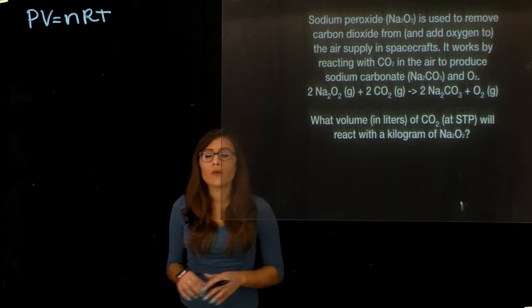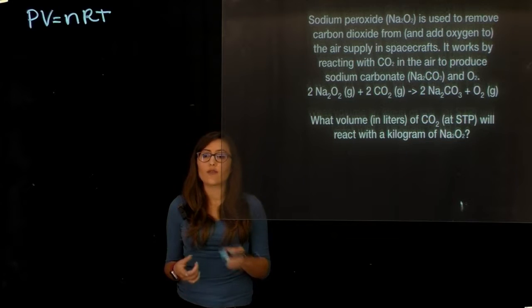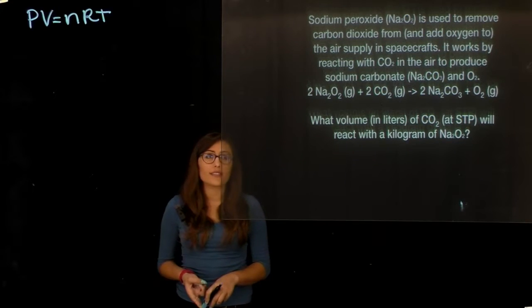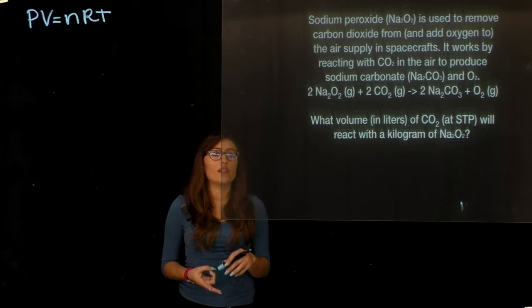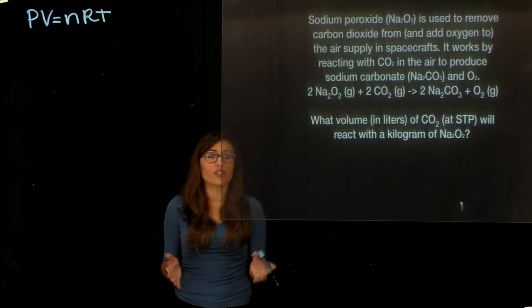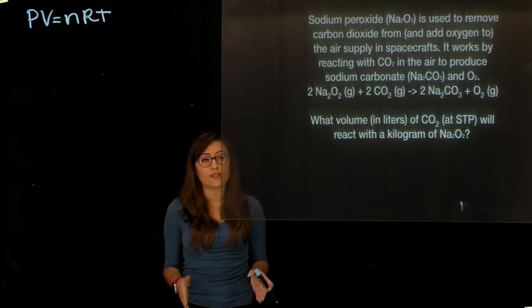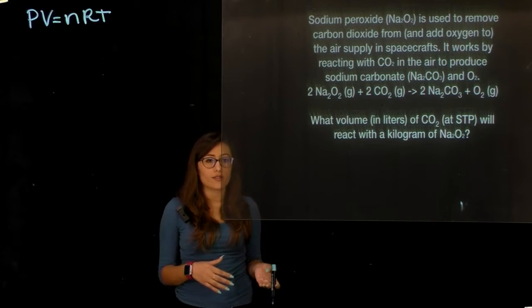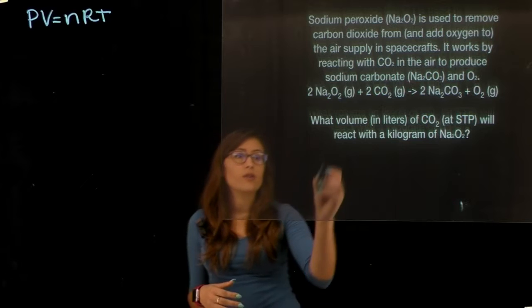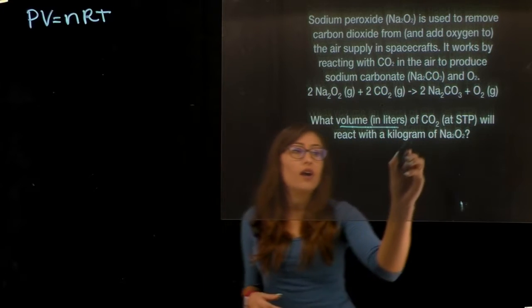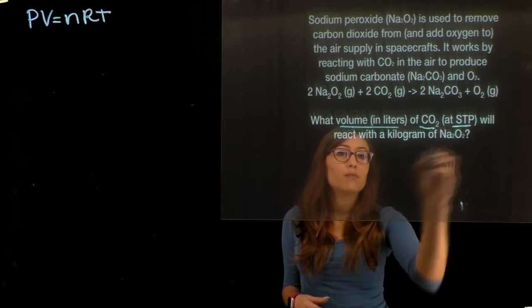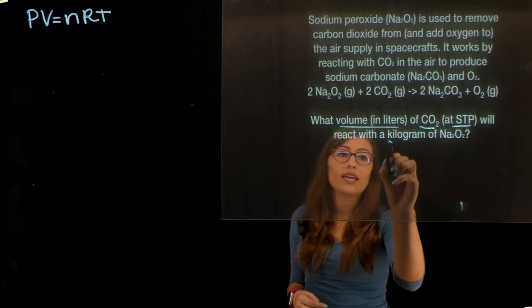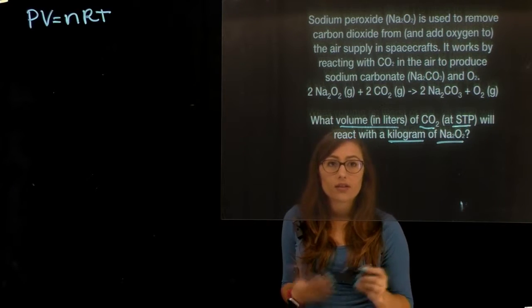So, when we are looking at this problem, we need to first identify what they're giving us and what they're asking. Well, they give us the following balanced equation, and they're telling us that sodium peroxide reacts with CO2 to form sodium carbonate and oxygen. They're asking us for the volume in liters of CO2 at STP that will react with a kilogram of sodium peroxide.